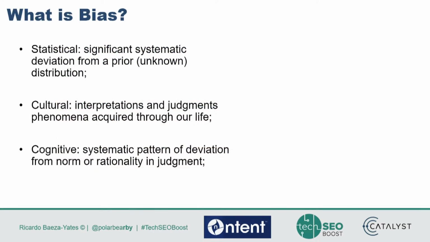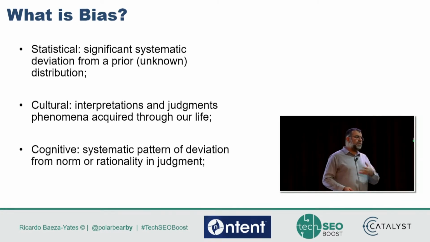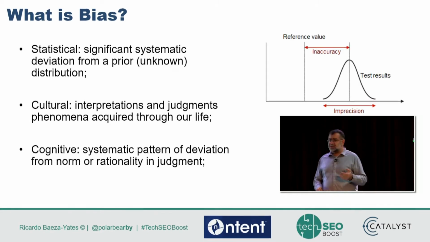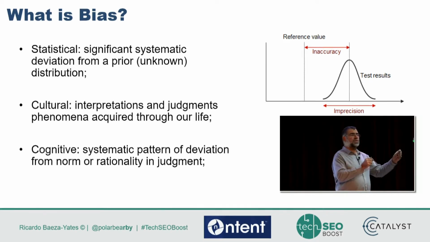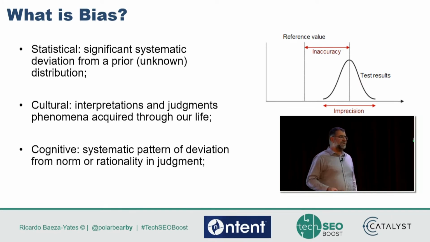Okay, first, what is bias? If you go to Wikipedia, you will find one possible definition of bias. I will use that one. So there are three types of biases. One is the standard that you learn in statistics, if you learn about a skew distribution. So how many people here took a statistics course? Okay, more than information retrieval. That's good.